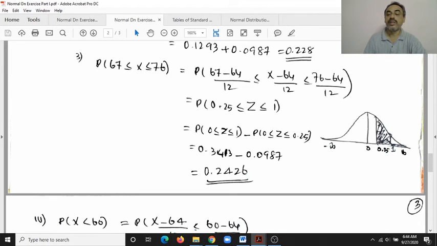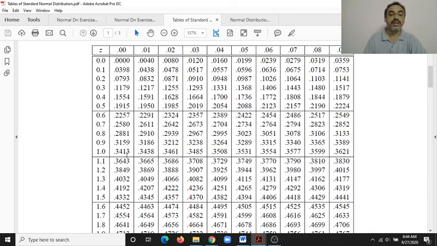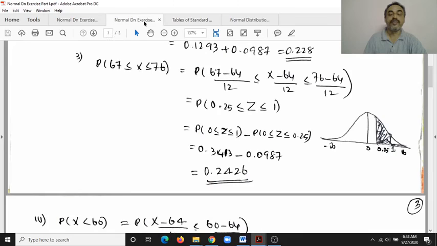To find this area, we first consider the total from 0 to 1, and next we consider 0 to 0.25. If we subtract the area from 0 to 0.25 from the area from 0 to 1, the remainder will be the area of the strip between 0.25 and 1. The area from 0 to 1 is 0.3413, and the area for 0.25 is 0.0987. Therefore it is 0.3413 minus 0.0987, which is 0.2426.